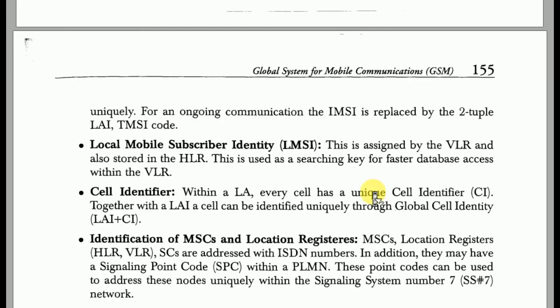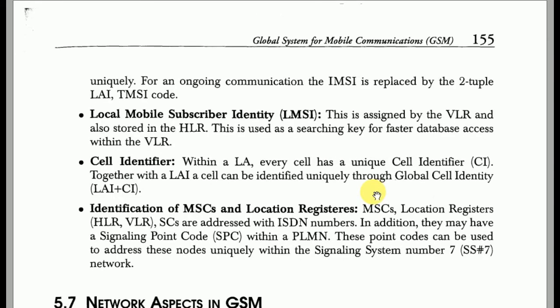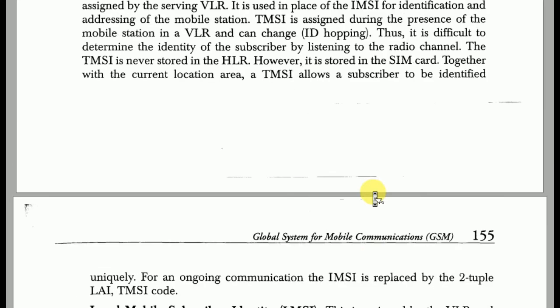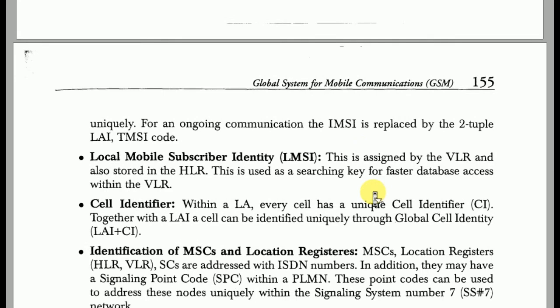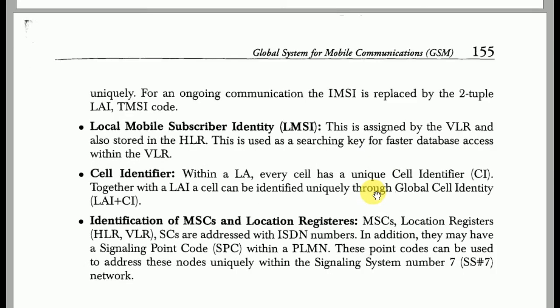The next one is local mobile subscriber identity, that is LMSI. This is assigned by the VLR and also stored in the HLR. This is used as a searching key for faster database access within the VLR.